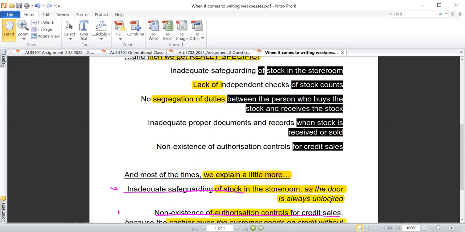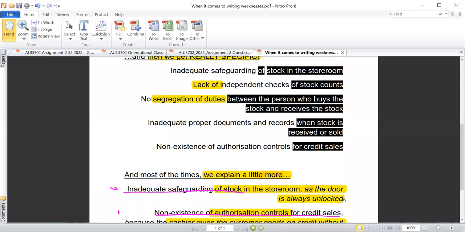Now the lecturer reads my weakness statements. It makes sense to the lecturer that I'm saying there is inadequate or poor safeguarding of stock in the storeroom simply because, as provided in the case study scenario, the door is always unlocked. You see that now? So this is substantiating the control activity that is in existence. It substantiates why I'm saying there is inadequate safeguarding of stock in the storeroom, simply because they are not keeping their door locked at all times.